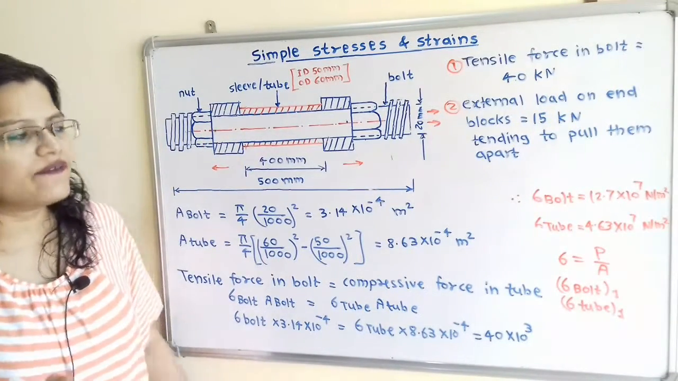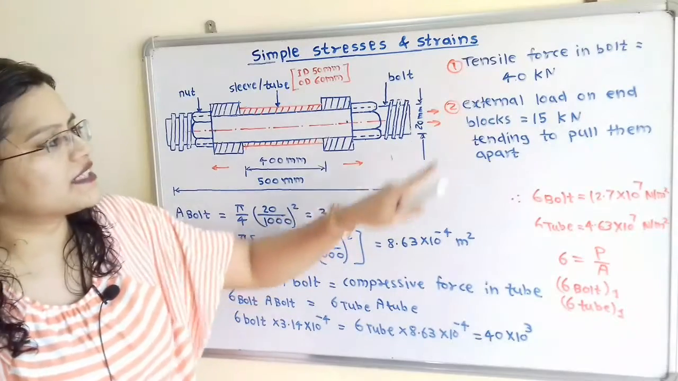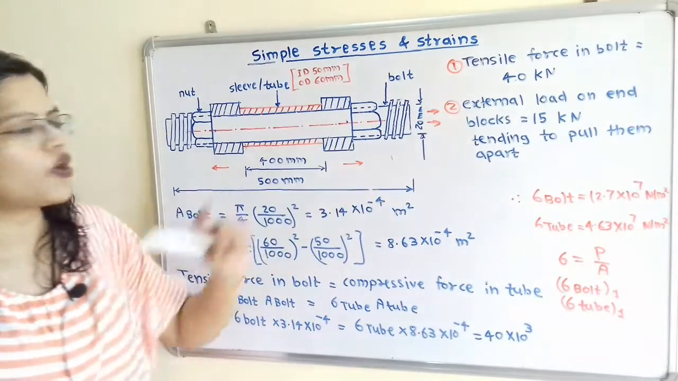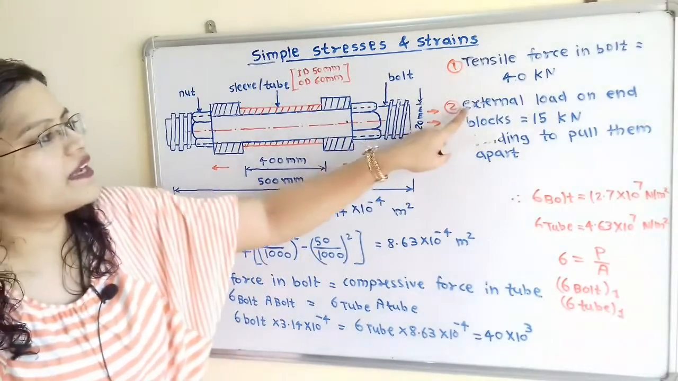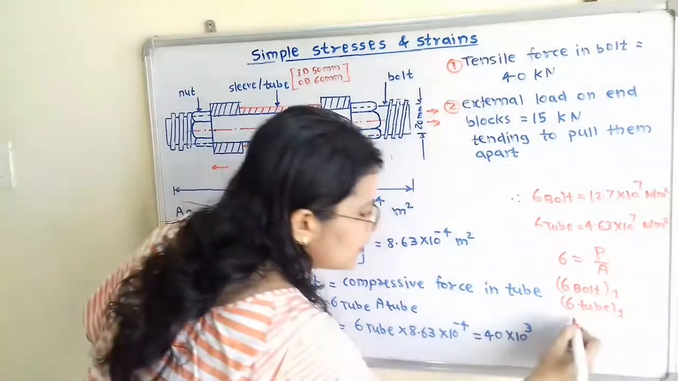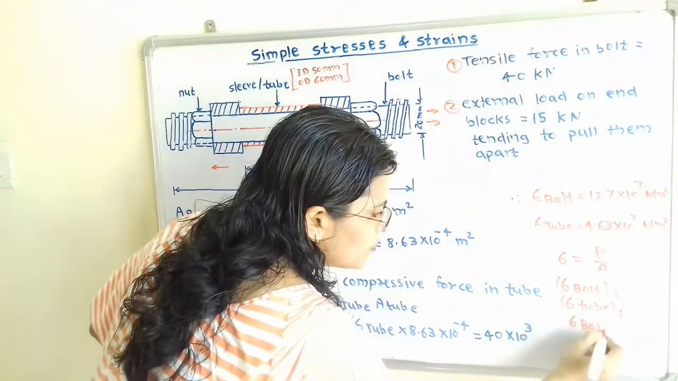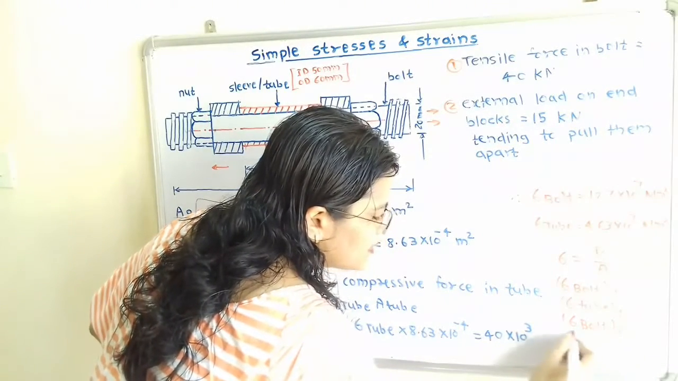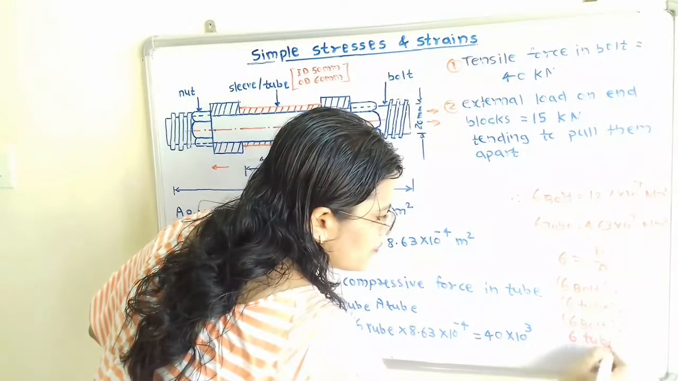Now in the same way we have to calculate the stress due to external load on the end blocks. So we will give here the suffix 2. So we will calculate sigma bolt 2 and sigma tube 2.